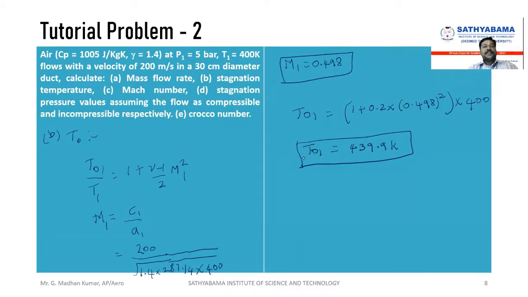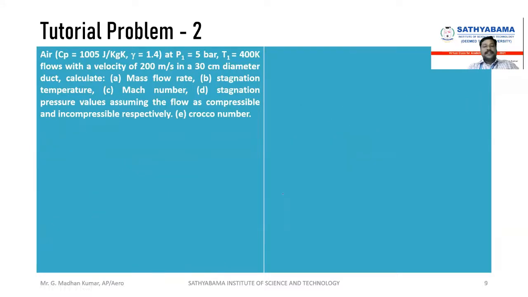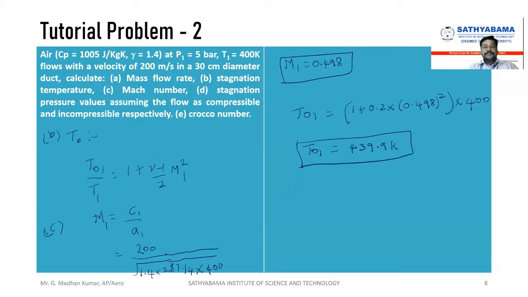Now you have to find the value of Mach number. We had already found the value of Mach number. That is part C has been completed. While evaluating part B, we completed part C. Now we have to find the value of stagnation pressure. Now we are going for part B, stagnation pressure, compressible.